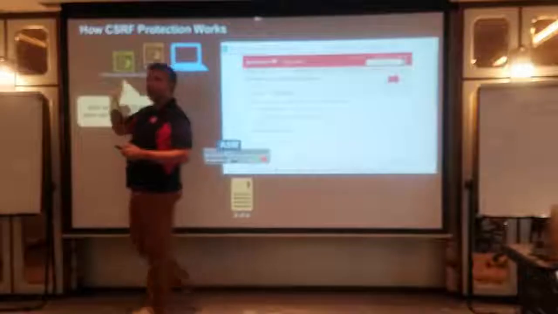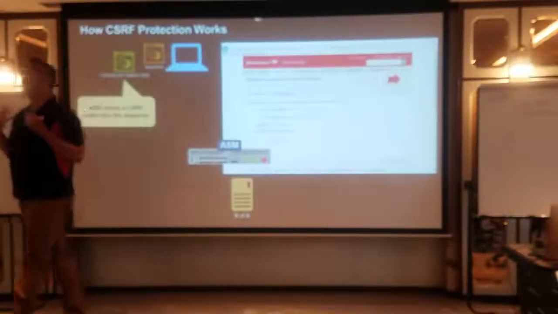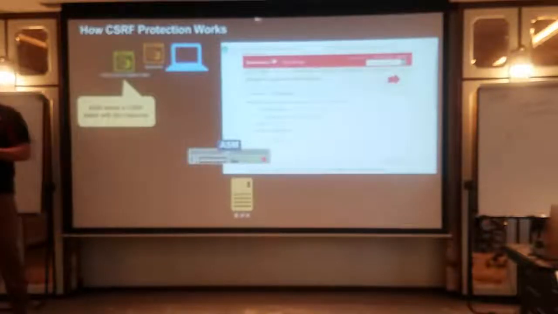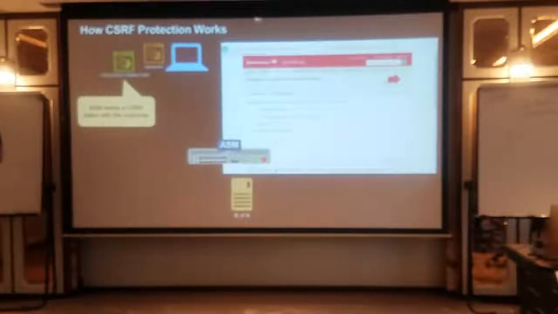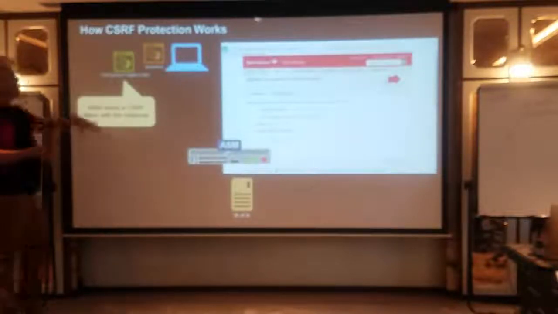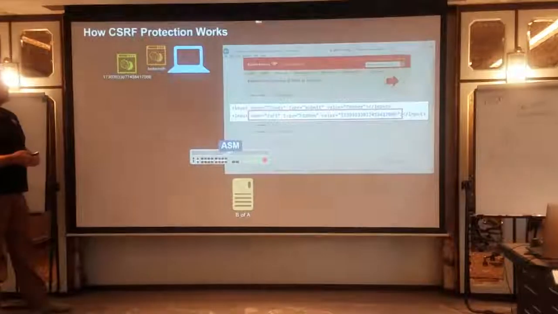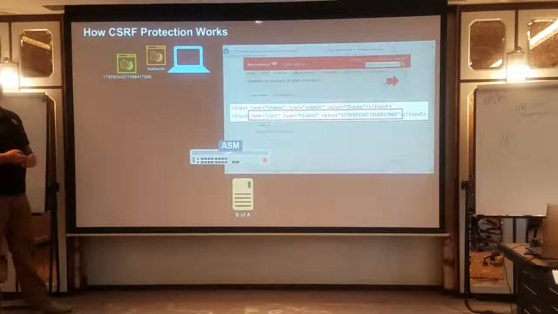First, ASM, because that's a protected page, ASM sends a special little hidden cookie. It's called a CSRF token. The user doesn't know it's there, it's hidden. They could see it if they looked in the web code. You guys will be able to see it if you look in your web code.